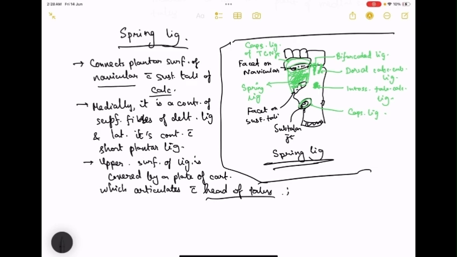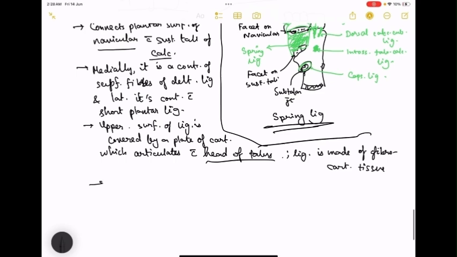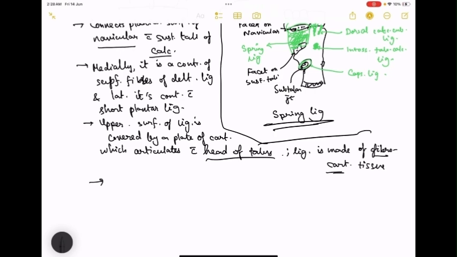This ligament is actually made up of fibrocartilaginous tissue. Why fibrocartilaginous tissue? Because the part which articulates with the head of the talus has to be covered with cartilage, otherwise it will tear off. So fibrous tissue and cartilaginous tissue. And then any ligamentous structure, any tendon, these are all basically fibrous tissue. Then moving on to the next point.